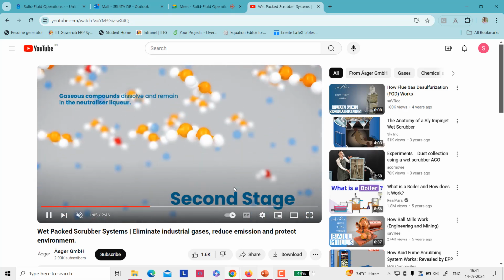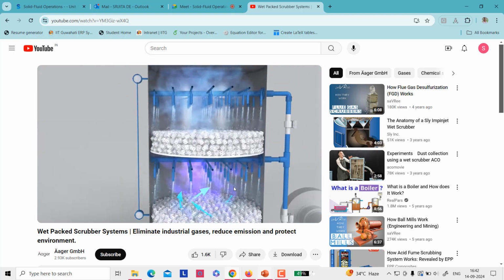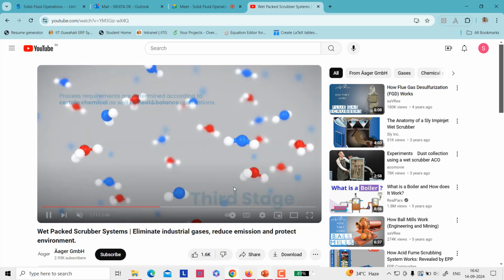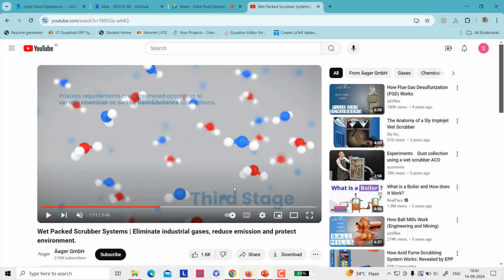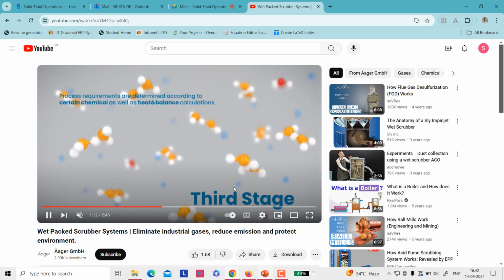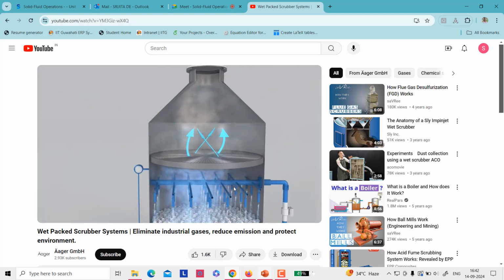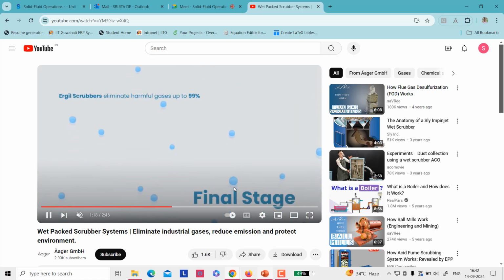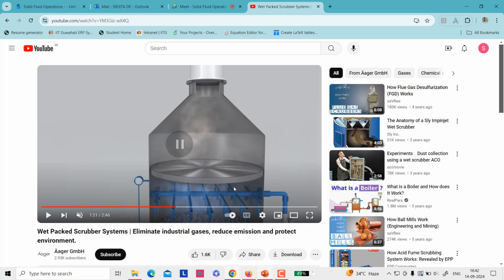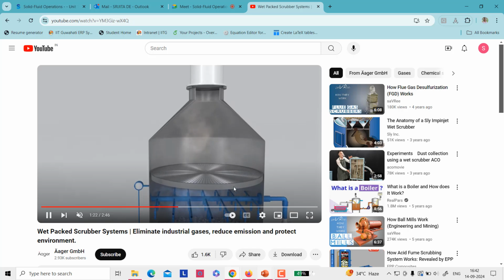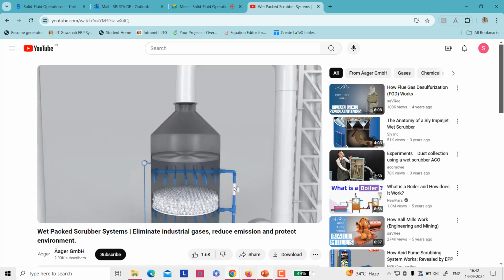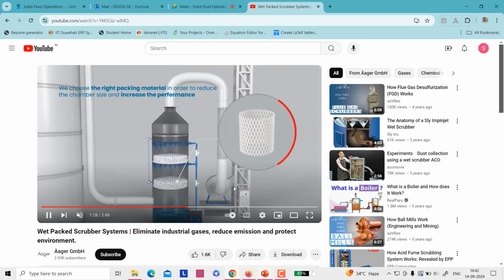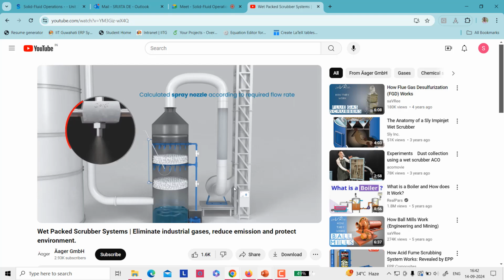This is the second step. And now dissolve. They are going upper in the second step, and at each stage there is a flow of water. Process requirements are determined according to certain chemical as well as heat and balance calculations. Obviously, this water makes them less harmful to the environment, and finally, these particles eliminate the harmful gases up to 99%. So these particles are already settled, and only the pure gas is going to the nature. Okay, so this is the wet collection device.